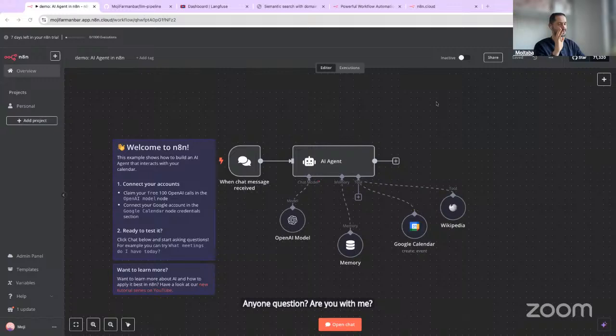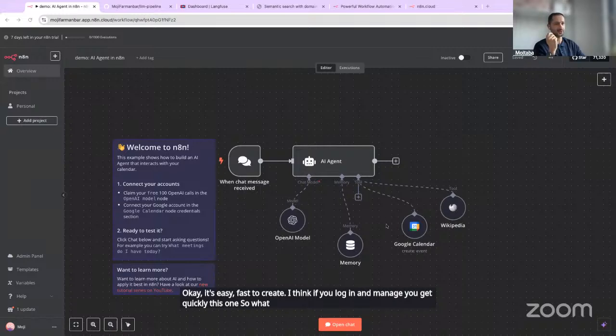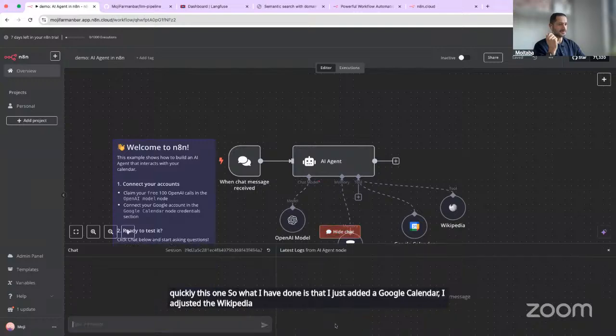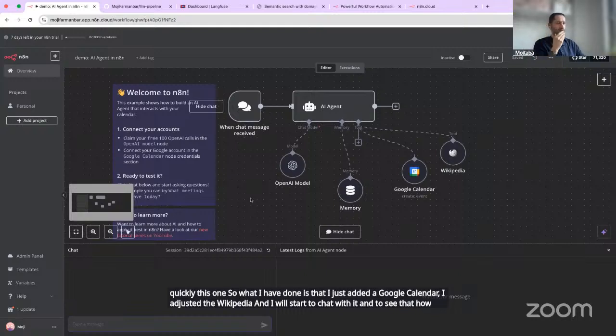Okay, it's easy and fast to create. I think if you log in and manage, you get this one quickly. So what I have done is I just added the Google Calendar and Wikipedia, and I will start to chat with it to see how it works, right? So what I would do is, yeah.